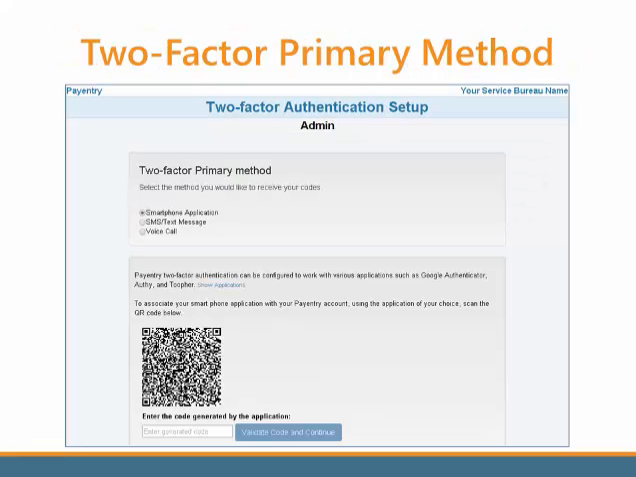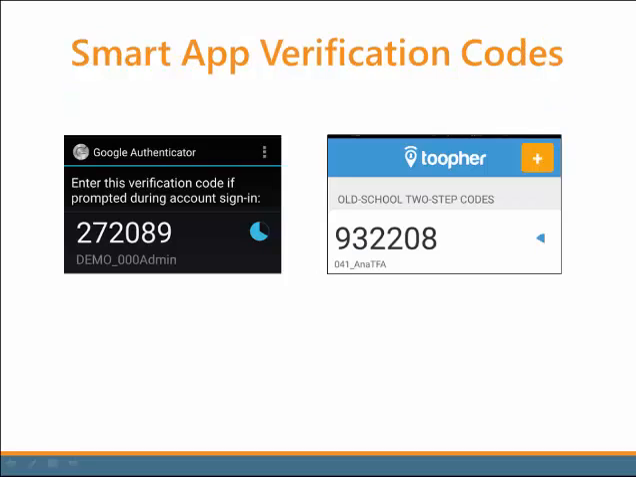The next screen will allow you to pick the primary method that you would like to use for your two-factor authentication. You can choose from either a smartphone application, a text message, or a phone call. The information below walks you through a smartphone application. You will be scanning the QR code below. Once it is set up, your smartphone will give you a code to enter.